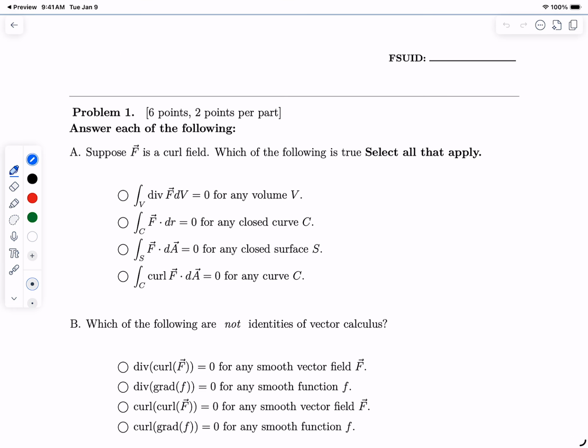Okay, first question. Should I do these questions as well?